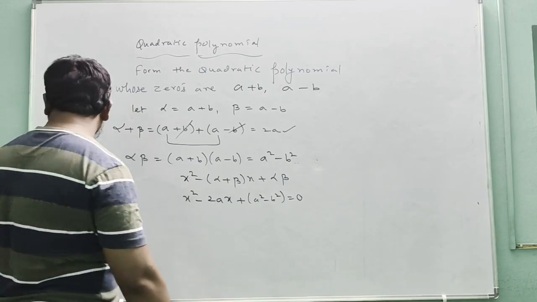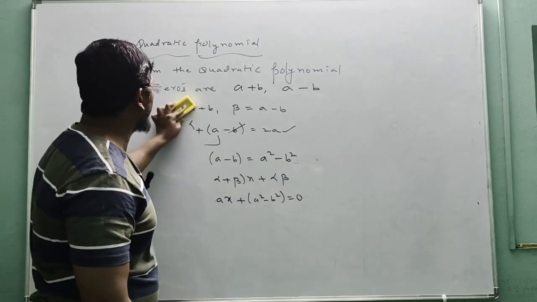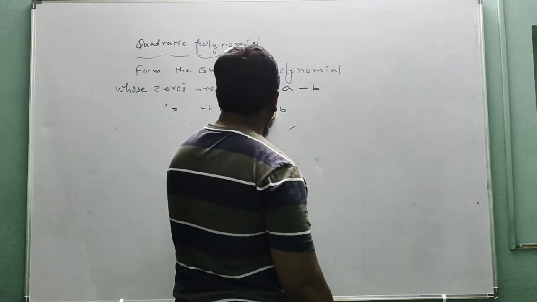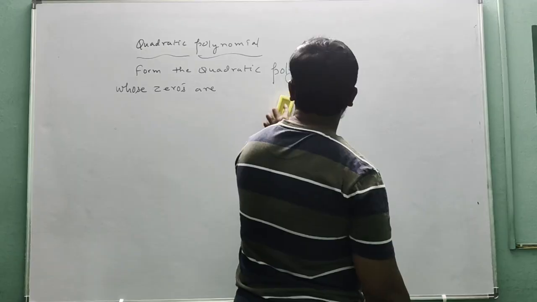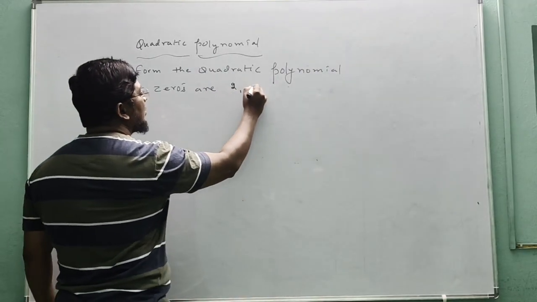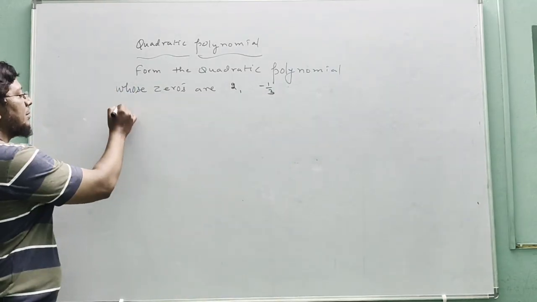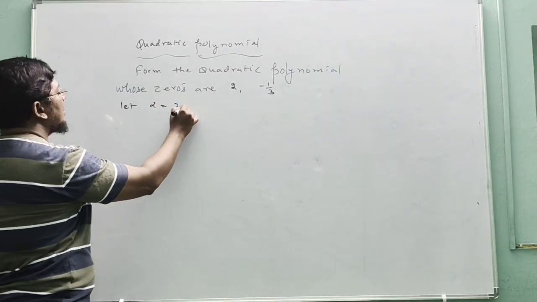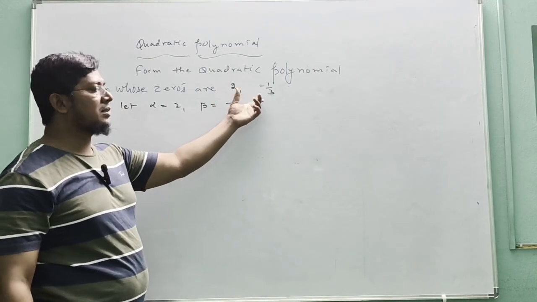One more question we will take. Form the quadratic polynomial whose zeros are 2 comma minus 1 by 3. Same step: the first one is alpha and the second one is beta.